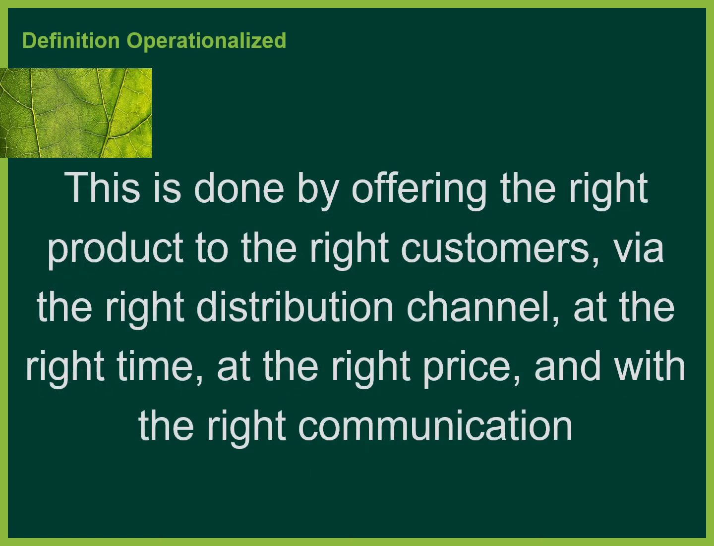So when we think about getting that optimal level of revenue and gross profit, we can do this by offering the right product to the right customers. We need to use the right distribution channel, have good timing, have a good pricing mechanism, and be able to communicate all these things with our customers.